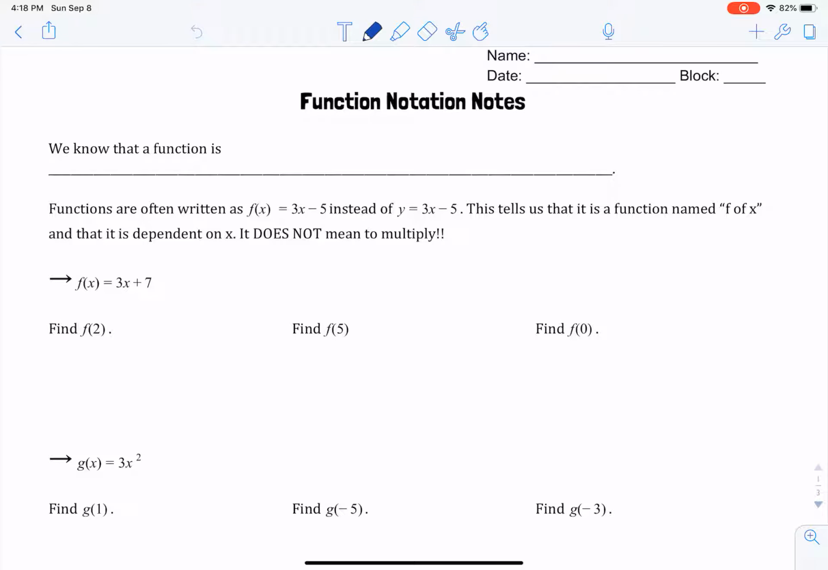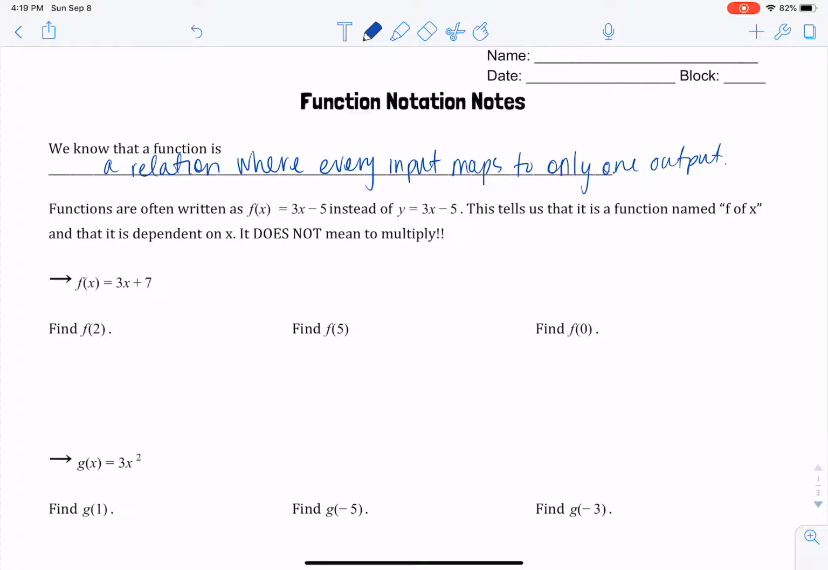Okay, so here is your lesson about function notation. In our previous lesson, we talked a little bit about functions and relations. So at this point, we should know that a function is, we could say, a relation where every input maps to only one output.